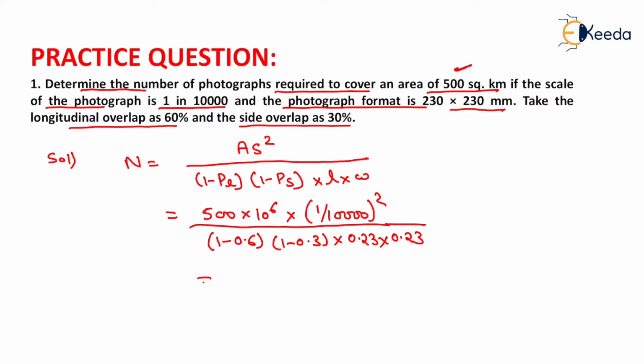On solving this and rounding off to the next integer value, we will get 338 photographs. That will be the total number of photographs needed for covering an area of 500 square kilometer. That is 338 photographs.